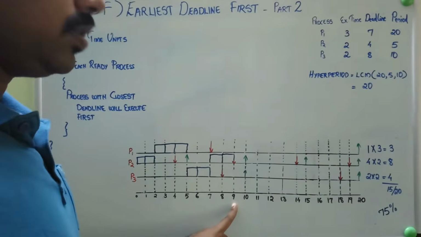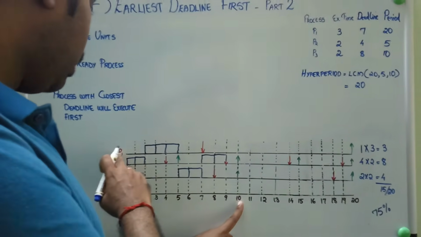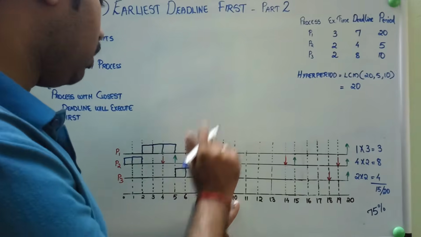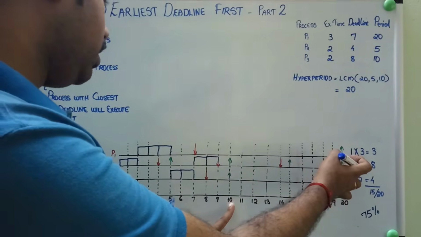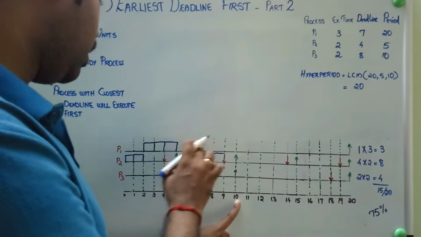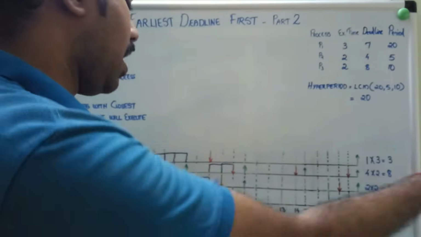At 9, none of the processes are ready for execution. Now we have to see at 10. According to this, P1 has finished its task. See here, P1 has to execute 3 time units between 0 and 20, but it has to finish its task before the deadline 7. So it has completed its task. Again P1 will initiate only after this hyper period.